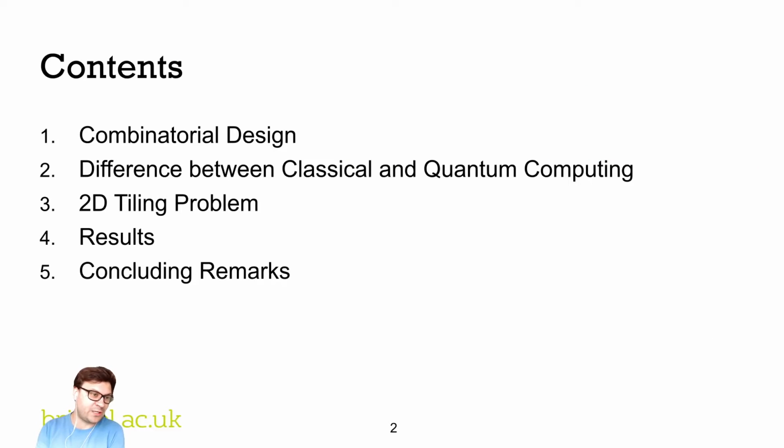Today I'll give you a brief overview of combinatorial design, the difference between classical and quantum computing, and how it fundamentally changes the way that we might solve our combinatorial design problem. We'll present the results of a 2D tiling problem that we have been trying to solve through quantum computing means, and then end on some concluding remarks and key features of quantum computing, and what we might need to solve and rethink how we solve our design problems.